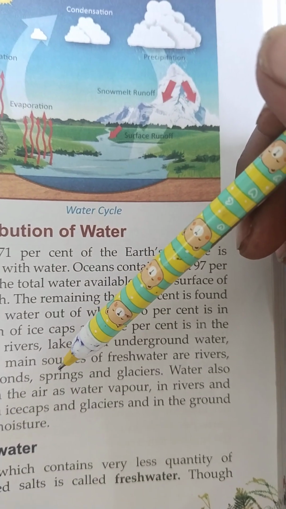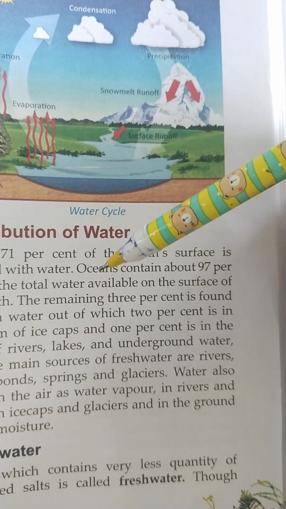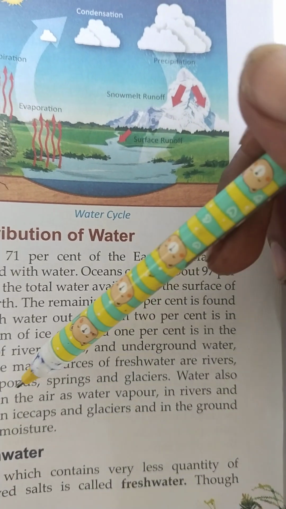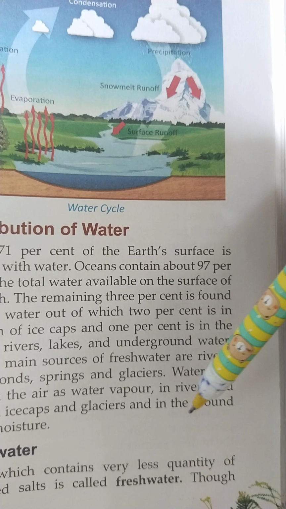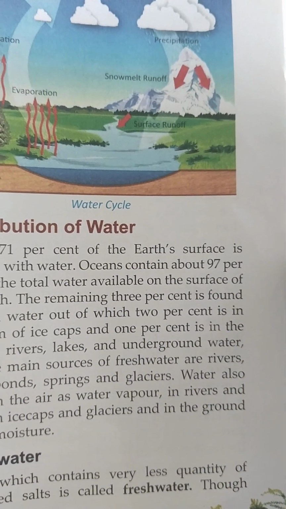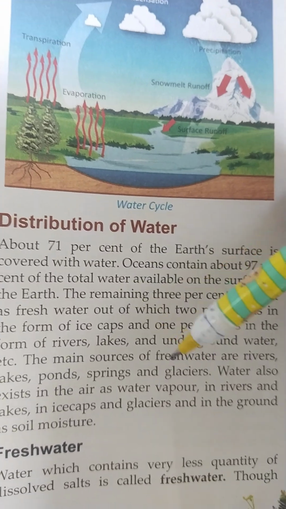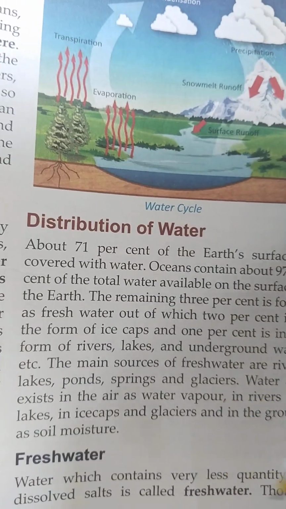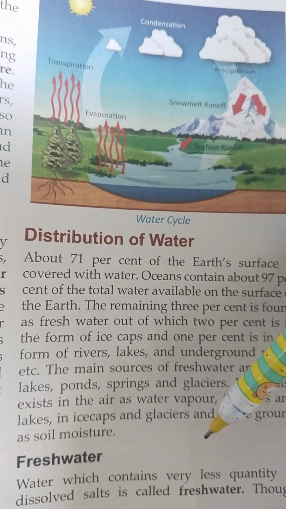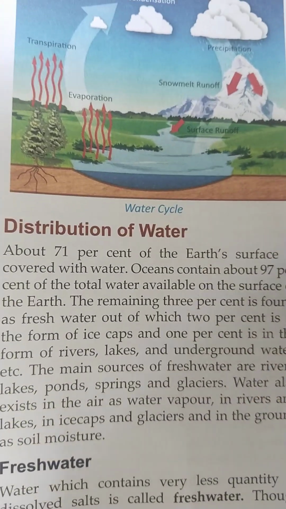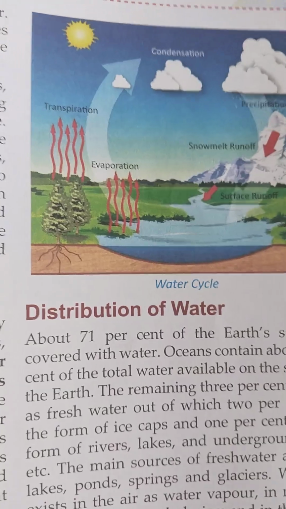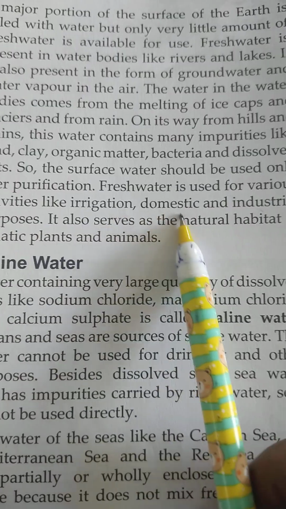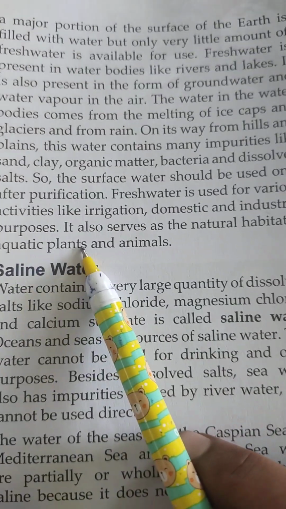Now, the main sources of fresh water, children, are rivers, ponds, springs, glaciers, lakes, etc. Water exists in air as water vapor, in rivers and lakes, in ice caps and glaciers, and in the ground as soil moisture. Now, what is fresh water? The water which contains less amount of dissolved salts is called fresh water, and we need this fresh water for various purposes like irrigation, domestic and industrial purposes, etc.